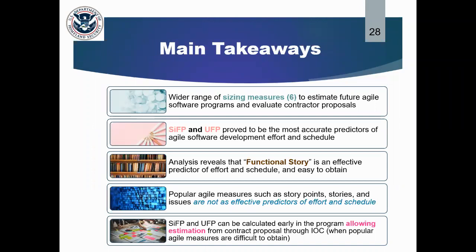What are our main takeaways from our study? The first is we now have a wider range of sizing measures, 6 sizing measures to be exact, to estimate future Agile software programs and to evaluate contractor proposals, including schedule. Next, simple function points and unadjusted function points proved to be the most accurate predictors of Agile software development effort and schedule. Our analysis revealed that the functional story is an effective predictor of effort and schedule while it's easy to obtain. Popular Agile sizing measures such as story points, stories, and issues are not as effective predictors of effort and schedule. Simple function points and unadjusted function points can be calculated early in the program, allowing for estimation all the way from contract proposal through IOC, while those other popular Agile sizing measures may be more difficult to obtain.